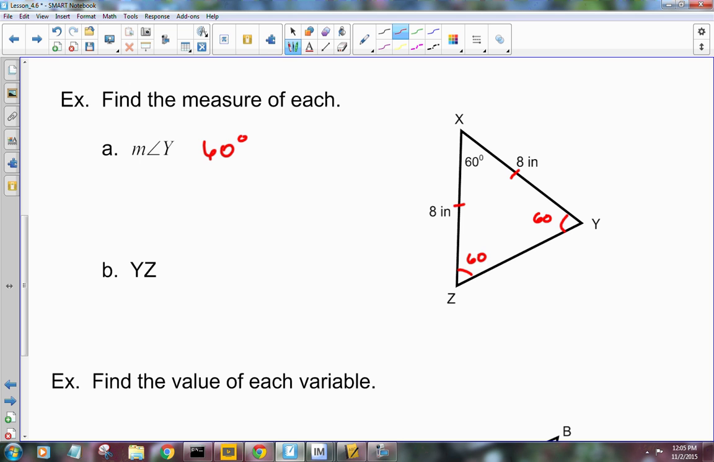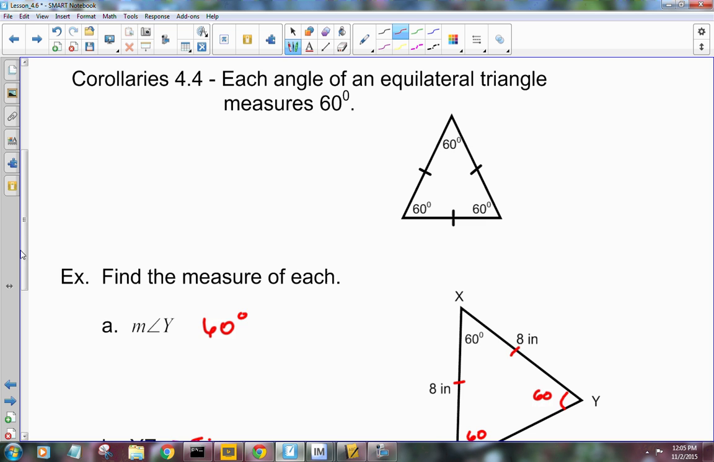So then, what about YZ? What's it going to be? It's 8 inches. Very good. And why is that? So if it's equiangular, it's equilateral. Very good.